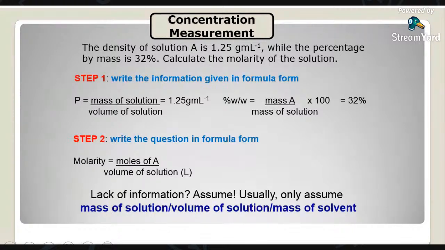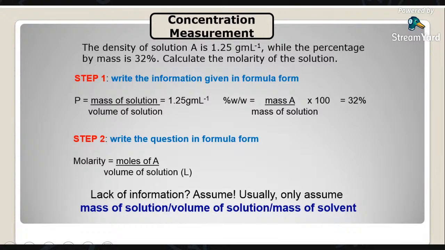Okay, please read the question. The density of solution A is given 1.25 gram per mil, while the percentage by mass is 32%. Calculate the molarity of the solution.